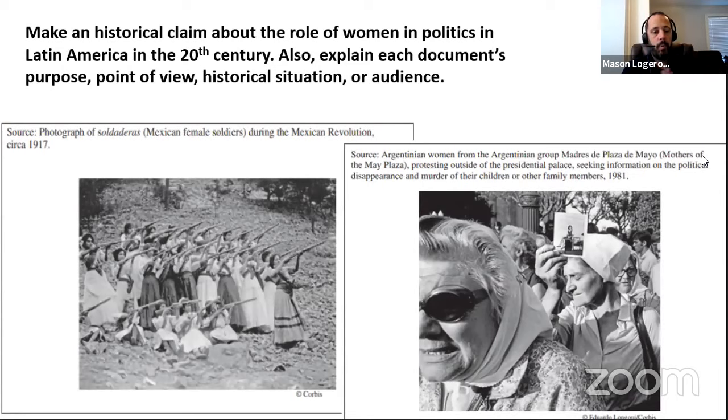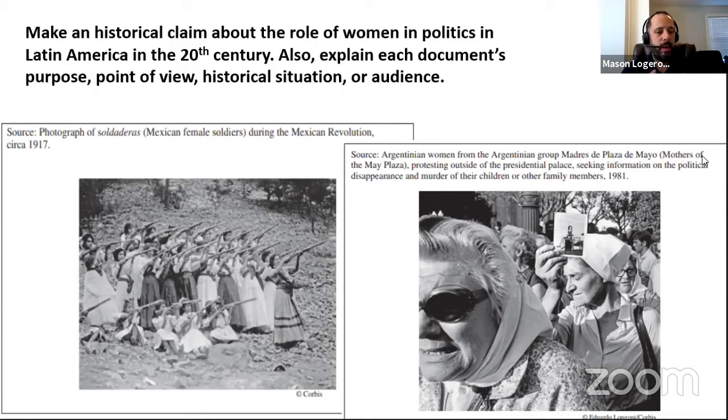Okay, one more thing I want to do today. I've got here 2 pictures. These are from a DBQ from a couple years ago that was on the AP test. The question for the DBQ that year was about the role of women in politics in Latin America in the 20th century.